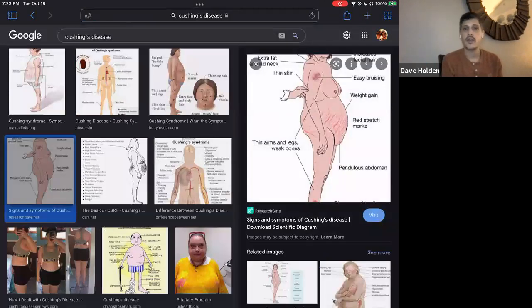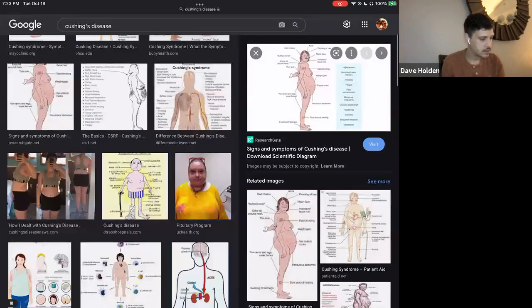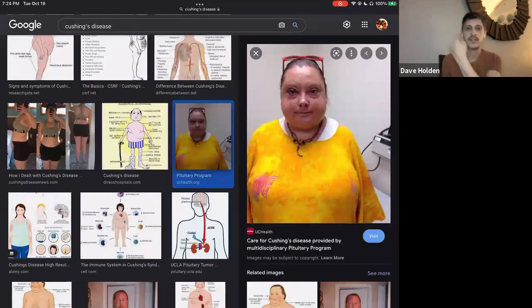So here is an illustration. Notice where the weight is held in the torso, but the arms and the legs are not matching with the obesity. You'll see the dark red stretch marks. The skin becomes very thin. They bruise very easily. And the abdomen not only hangs, but it hangs down. That's why the term that this thing uses is pendulous, but it's marked by its hangingness. The distinctive rounding of the face.